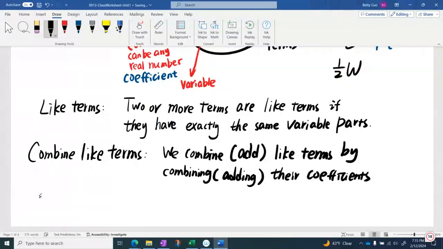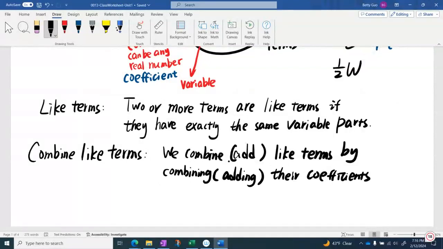If we have like terms, we are able to combine them or add them together. This is not odd. It's ADD, not ODD. Added together. Take the sum. How do we combine like terms? We combine their coefficients and keep the variable parts. Yeah, I hope you are paying attention. Those are so basic and important.